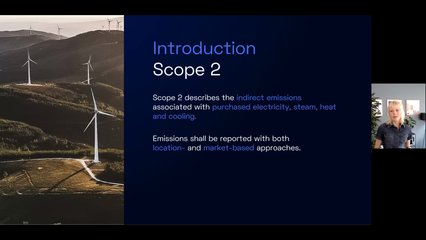And then scope 2. This describes the indirect emissions which are associated with purchased electricity, steam, heat, and cooling. So depending on the electricity or energy source, the energy generation produces emissions, and these emissions are accounted for here. And these emissions shall be reported with 2 approaches, which are the location and market-based methods.